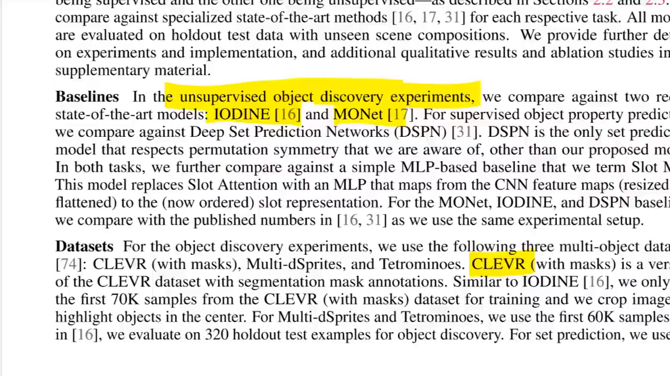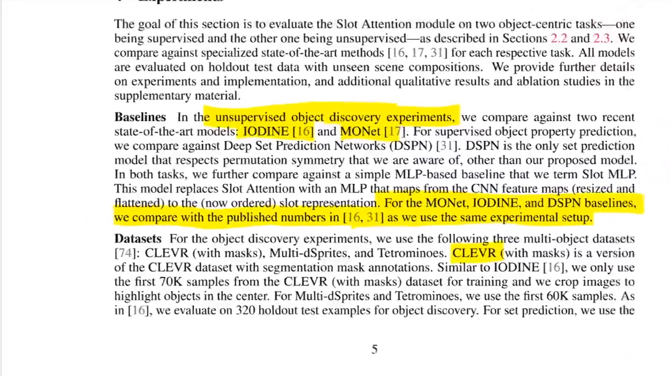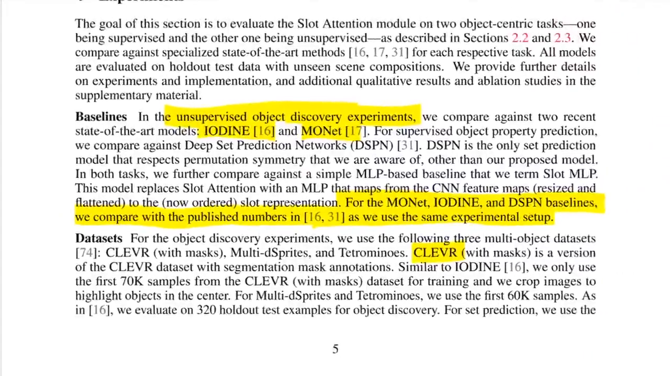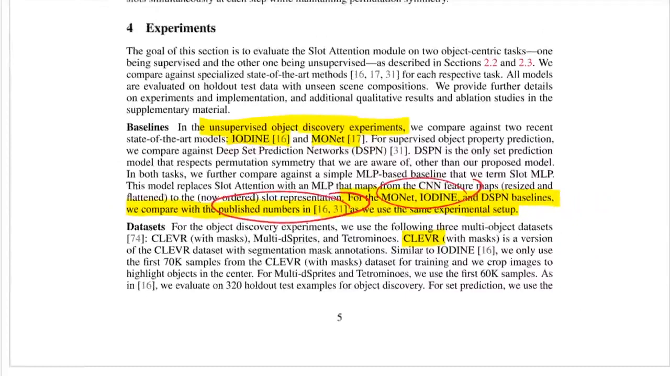And they say, yada, yada, yada. No, that's not it. For the Monet, iodine, DSP, and baselines, we compare with the published numbers as we use the same experimental setup. So they say they use the same experimental setup, and that's why they don't re-implement these models, but they use the published numbers in their respective papers, which is something you can do. This is often, I guess, done in machine translation papers and so on, just because it's a lot to run these things.